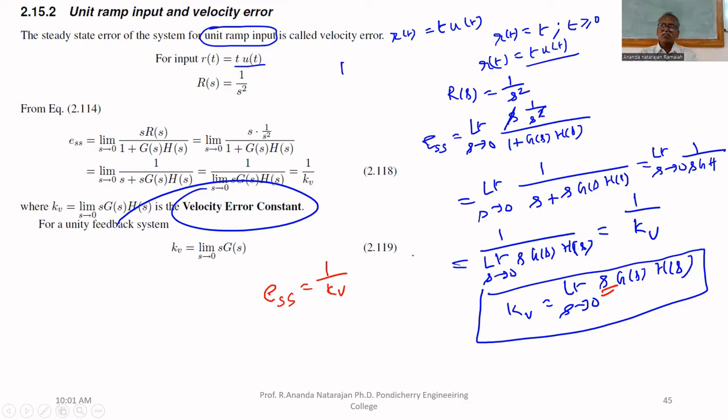They are talking about the system. If you give step input, the steady state error will be this much. If you give ramp input, the steady state error will be this much. If you give parabolic input, the steady state error is this much. That is the meaning. They are actually talking about the system. Velocity error constant is a property of the system. So we can talk about the property of the system in terms of position error constant, velocity error constant, acceleration error constant. Acceleration error constant is yet to see.